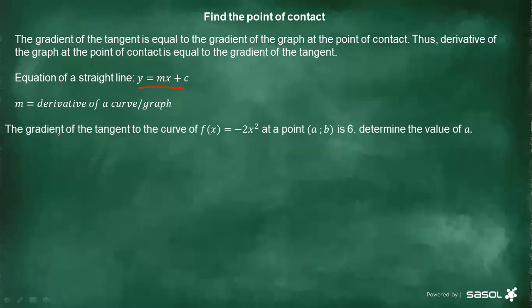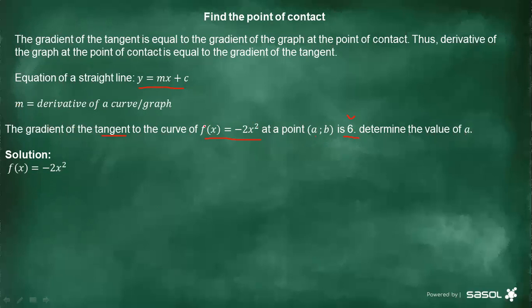The first question says the gradient of the tangent of this curve is 6, right? That is the gradient. Determine the value of a, which is this point. Let's see on the solution how we determine that. First, we said the gradient of a tangent, which is 6 in this case, is equal to the derivative of a curve or graph.